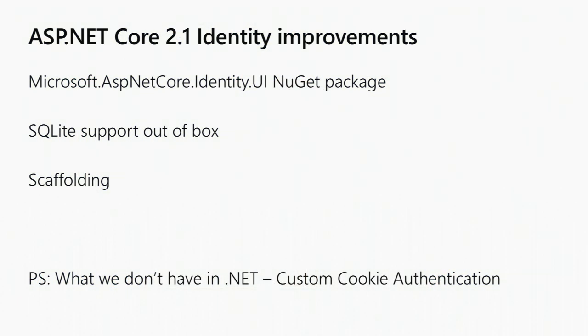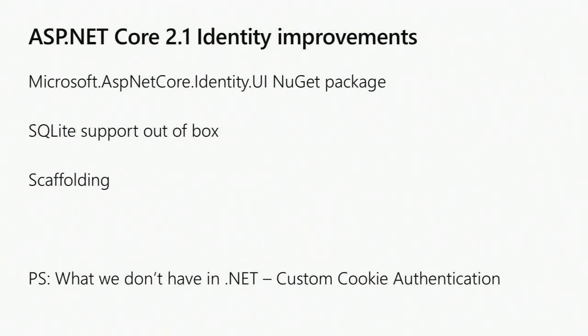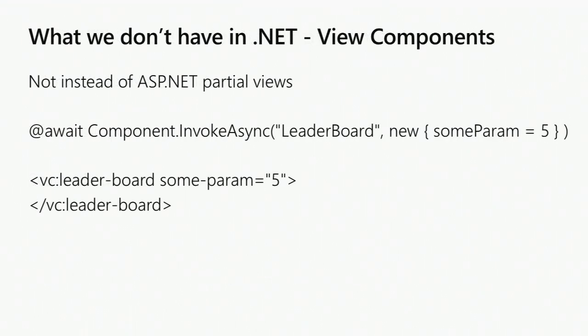And the second option that I like is custom cookie authentication. I think it's even better than Identity, as for me, because it's possible to use any kind of database. And you also can start from scratch, and you can add it into an existing project easily. That was the feature that we don't have in .NET. Yeah. And about features we don't have in classic .NET, there are view components.